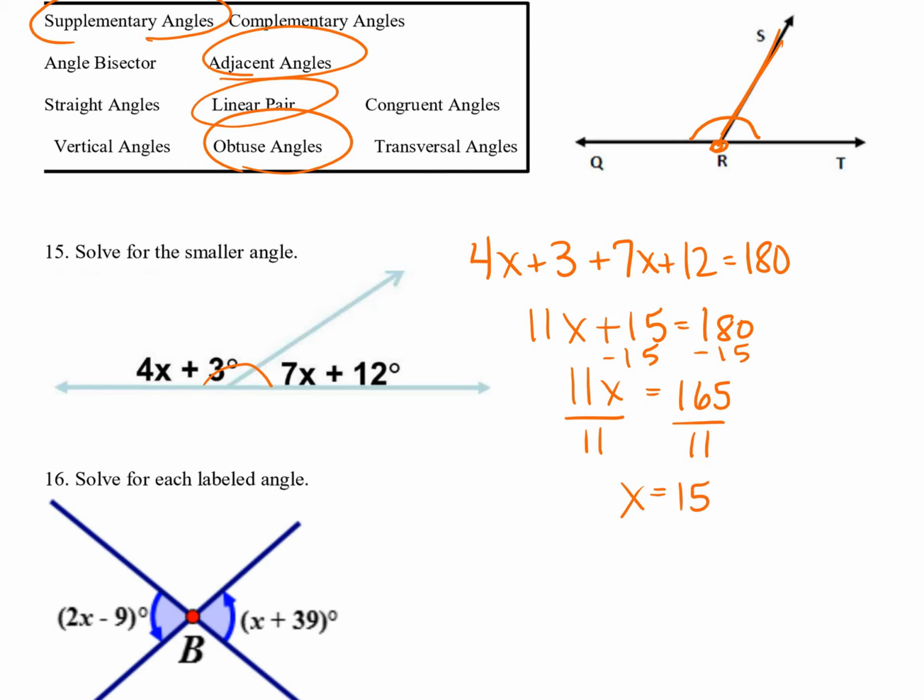All right, so solve for the smaller angle. Now, this is where you can't trust your picture. This one looks smaller, right, on the picture. Think about these numbers, 4x plus 3 and 7x plus 12. Obviously, 4x plus 3 is going to be the smaller one.